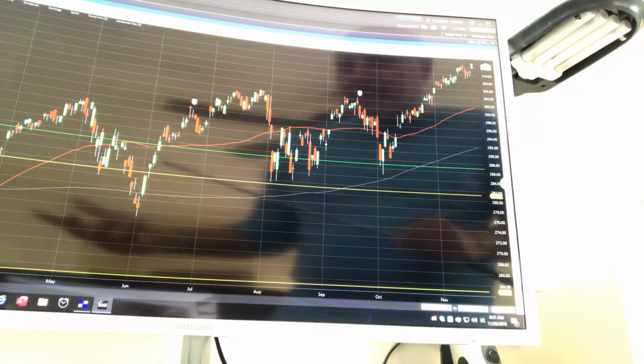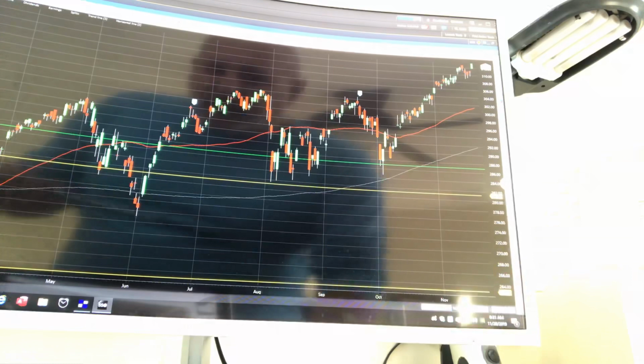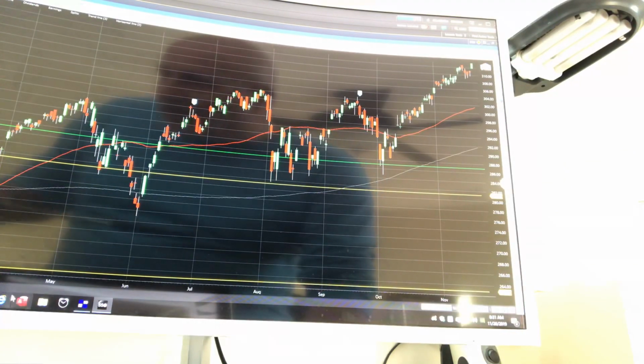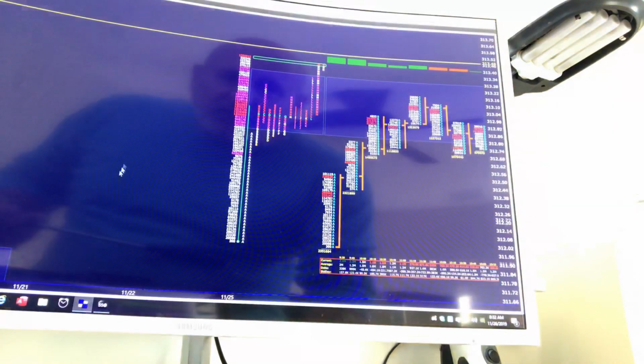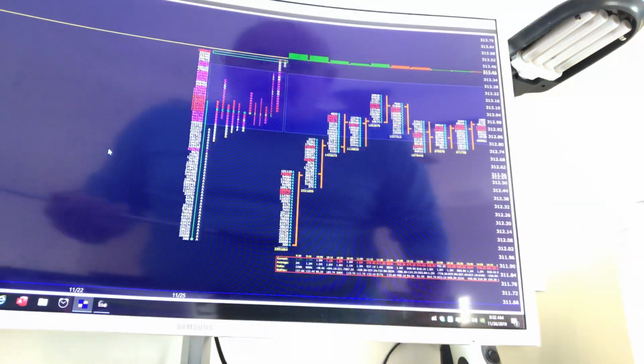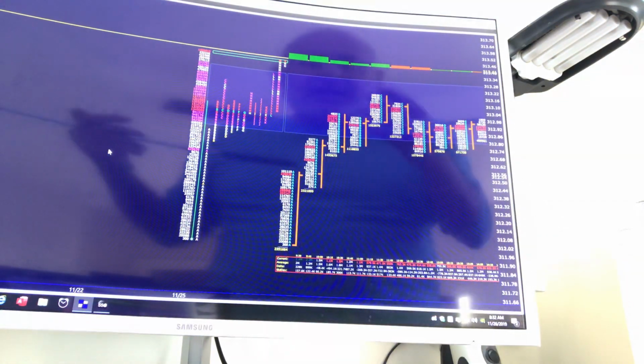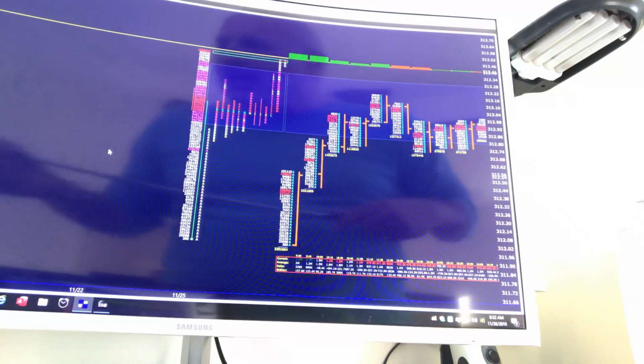Now, the only last thing I have to say is obviously volume was just below average yesterday, but it was light. But as we go on this week, I'm sure the volume's going to get less and less as we get closer to the Thanksgiving holiday.